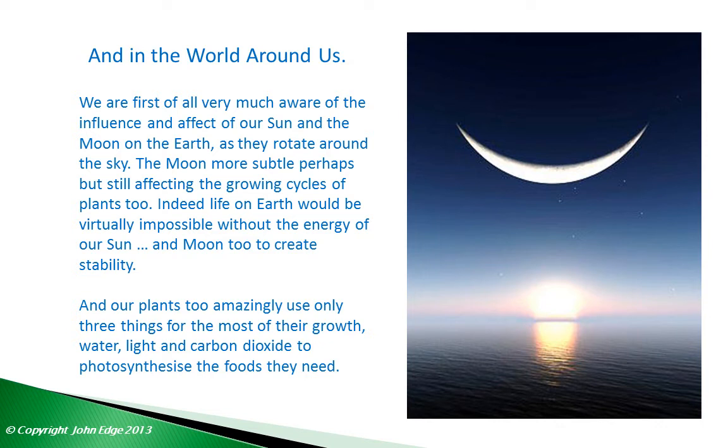And then when we look at plants, we see that plants amazingly use only three things for most of their growth: water, light, and carbon dioxide. Trace elements as well, we've noted, as for the humans, but the energy systems are water, light, and carbon dioxide, and they need this to photosynthesize the foods that they use.